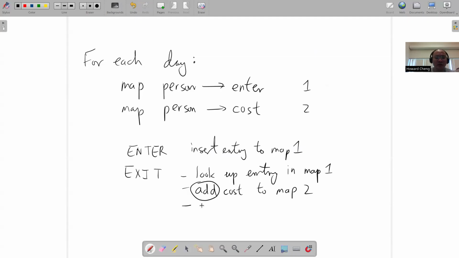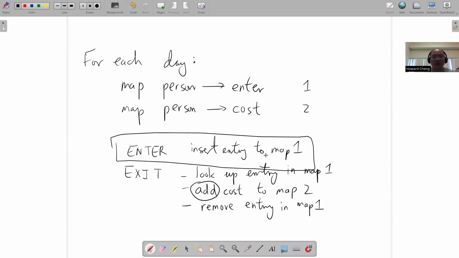Also, it's important to remove the entry in map 1, because the person has left. Now, I suppose you can say maybe it's okay to not remove it, because if on enter, instead of just inserting, you just update the entry. If there's already an entry there, that's good enough. So this is optional, provided that you process the entries properly.